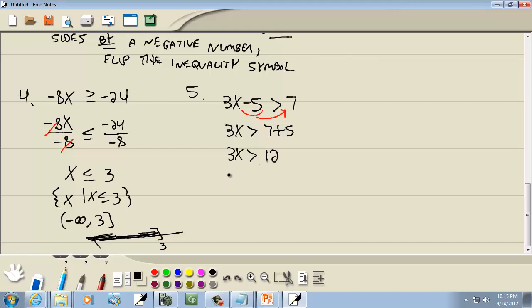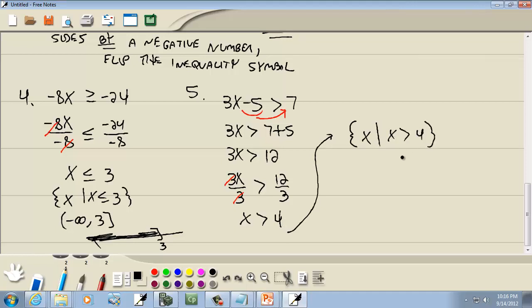Last step, divide both sides by the number in front of your x. Well, the number in front of x is a 3, so we'll divide both sides by 3. And those 3s are going to cancel. And 12 divided by 3 is 4. Okay, set builder. Put curly brackets around the x with a vertical bar. x is greater than 4. Now interval notation. It's greater than, so it's going to positive infinity. So this will be 4 to positive infinity.